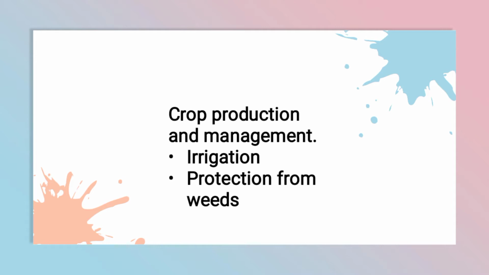So in my previous videos I have completed the steps of crop production and management, how the farmer has to undergo some steps to get a proper yield or a good yield of the crops. So today in this video I'll be discussing two more important points of getting a good yield. The first one is irrigation and the second one is protection from weeds. So let us begin with the first point, that is irrigation.